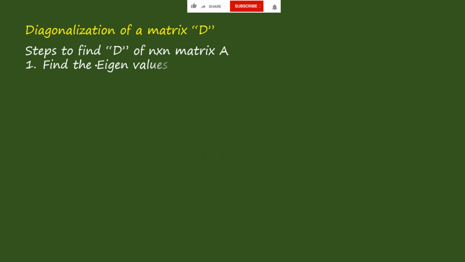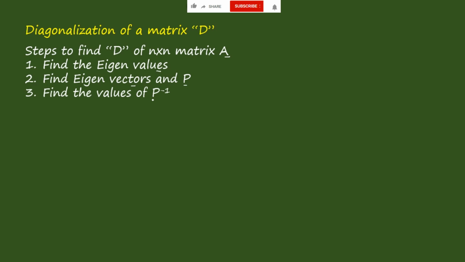Now we'll be looking at the steps to follow to find the diagonalization of a matrix. First, find the eigenvalues of matrix A. Next step is to find the eigenvectors and the P value. Third step is to find the value of P inverse. And fourth is to find D, which is equal to P inverse A into P. This is the method to find the diagonalization of a matrix.